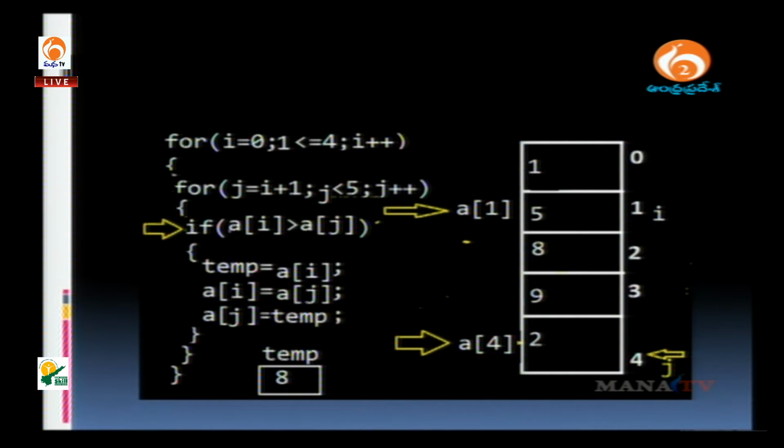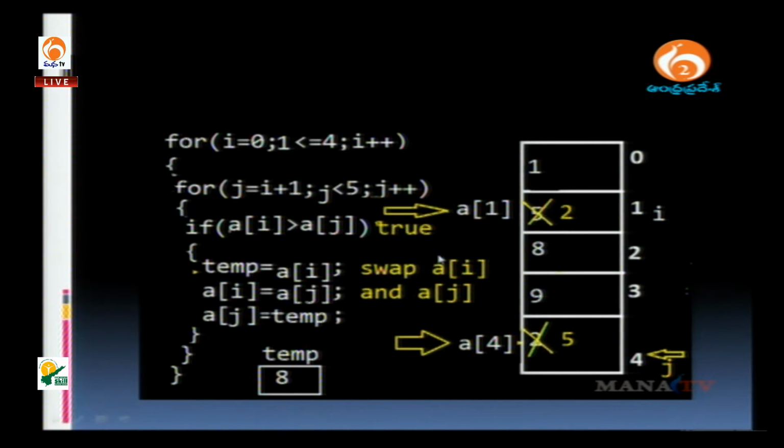Now again we are checking if a of i is greater than a of j. a of i means what here? i means 1. a of j means what? 4. a of i means 5 is greater than 2, which means the condition becomes true now. Whenever the condition becomes true, just as we discussed, it has to be swapped. This 5 is replaced with 2 and 2 is replaced with 5.